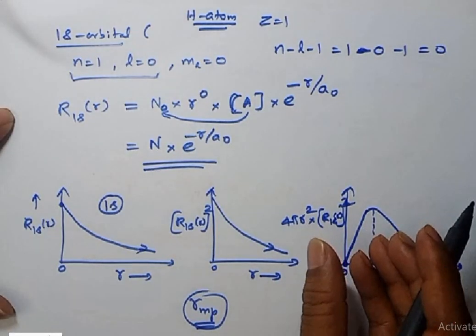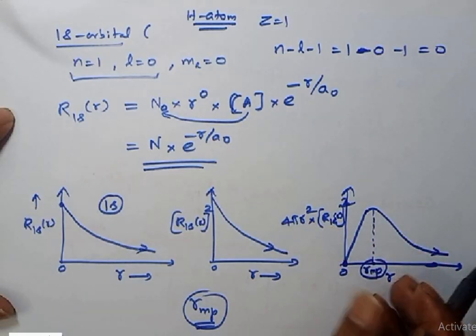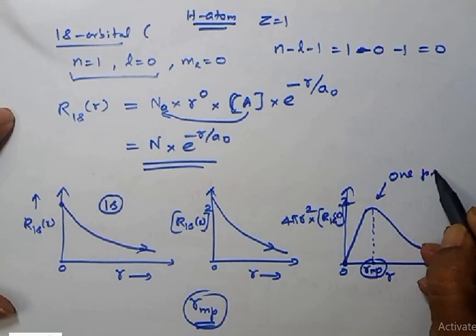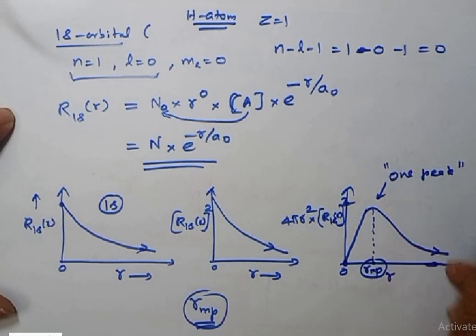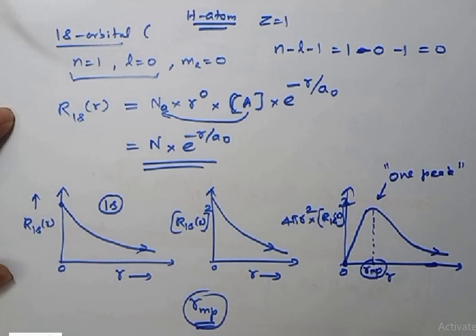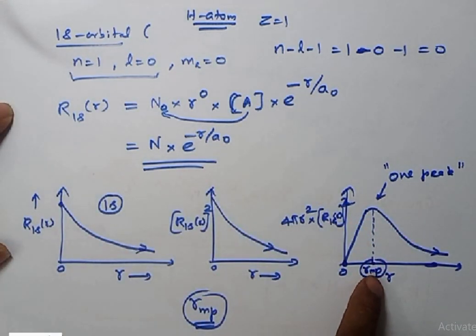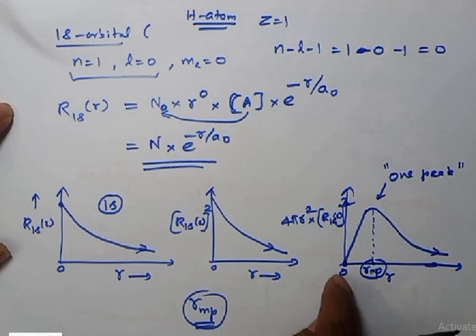So, the radial probability distribution plot for 1s orbital has one peak. I will get one peak here. For 1s orbital, we will get one peak. If we go to 2s orbital, but before going to 2s orbital, I will show you how to find this RMP, most probable distance, meaning from the nucleus.